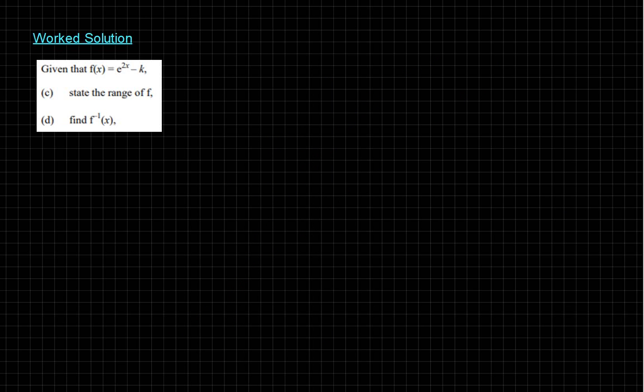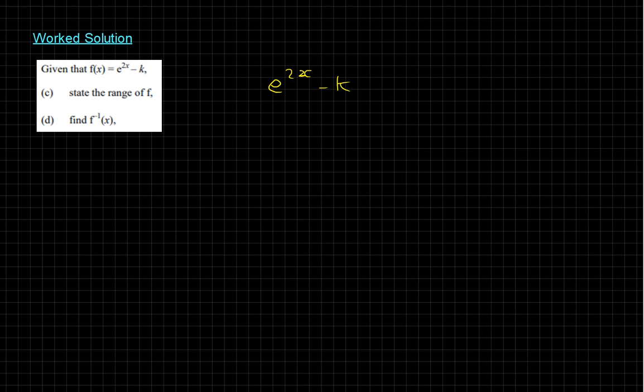Okay, next, I'm doing these together because they're related to the same question. You've got the function now. You're being told it's e to the 2x minus k. Don't need the graph now. What's the range? Well, what we do need to know first, if we want to know the range, you need to know the domain. So what was it?